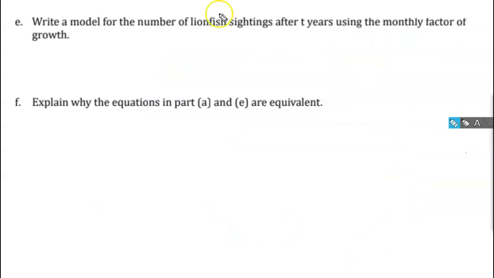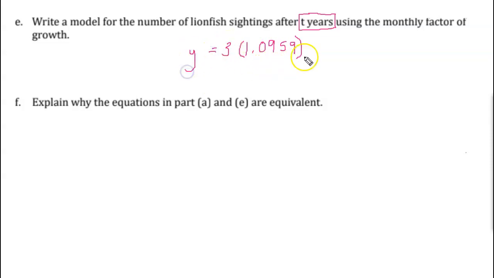Now, write a model for the number of lionfish sightings after T years using the monthly growth factor. Okay, so if I still want T to be years, but I want my growth factor to be in months. So I know it's 1 plus my growth factor. So that gives me this. I know I started with 3 lionfish sightings. And I know I want T to be years, but this is the monthly growth factor. So that means I need to do this multiplication every month.